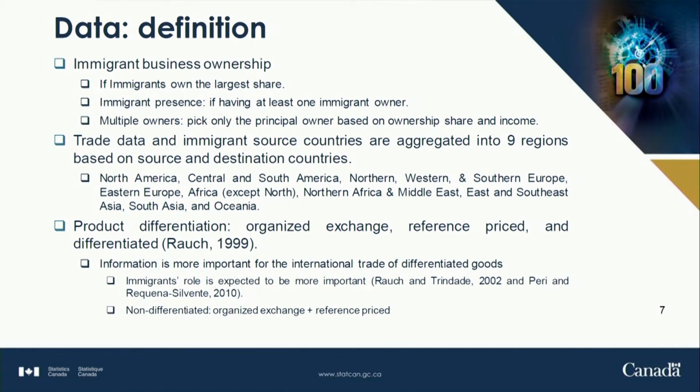So to simplify the analysis, because we have firm-level trade and for each firm we have detailed country information, we basically aggregate up all the trade data and immigrant source data into 9 regions. And then following the Rauch classification, we group the different products into 3 groups: organized exchange, reference price, and differentiated. In the literature, it's argued that information is more important for the trade of differentiated goods. So you would expect immigrants to have a larger impact on trade of differentiated goods. To simplify, we combine the organized exchange and reference price products into non-differentiated and then differentiated. So we have two types of products.